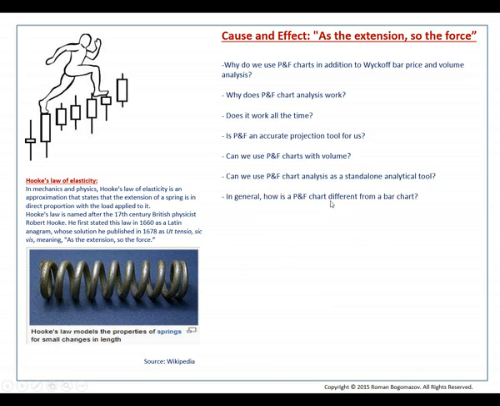Okay, so we've talked about the difference between the point and figure and the bar chart, so let's just skip this question. Why do we have to define the box size and the box reversal? And also early on there was a question about how do we choose the point and figure size, right? So how do we choose whether we're going to have, let's say, a 1-point reversal instead of 3-point reversal, or what size we're going to choose for one box?